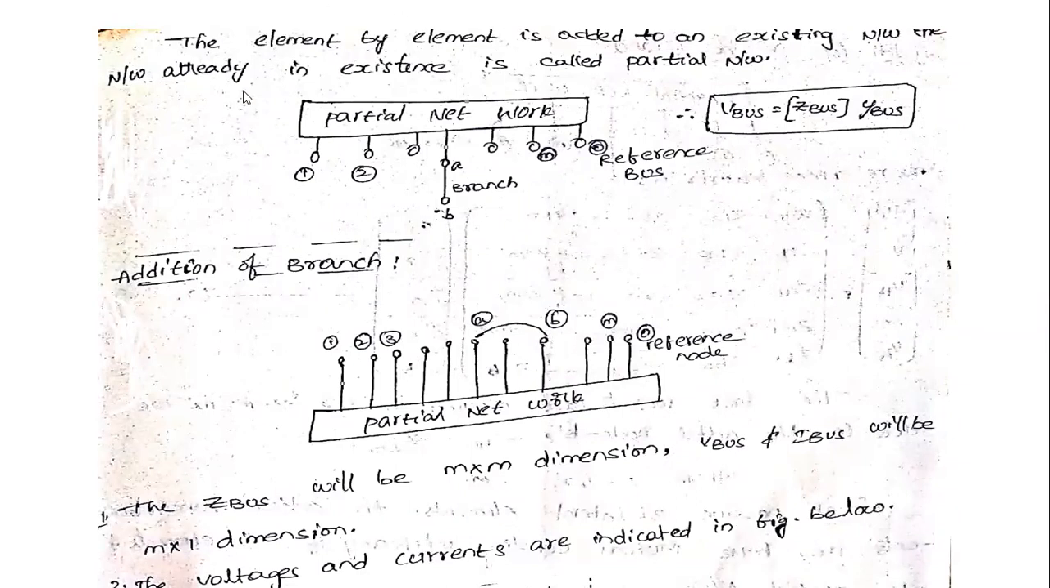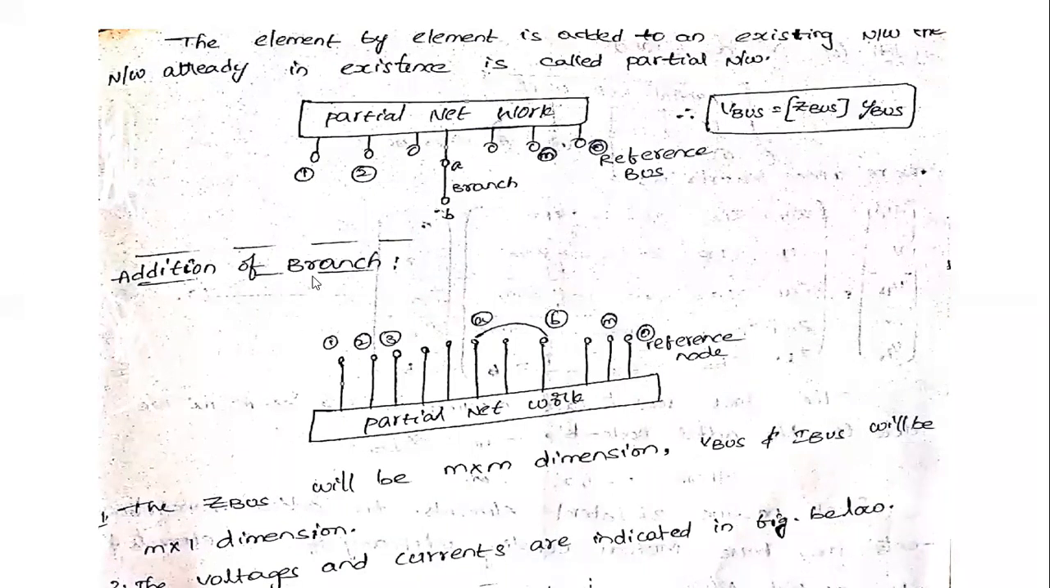Next, elements are added one by one to an existing network. This is the partial network, and we are adding element by element. This is the branch A, B, which will be added element by element, and this is the reference bus. Therefore V bus is equal to Z bus into I bus.